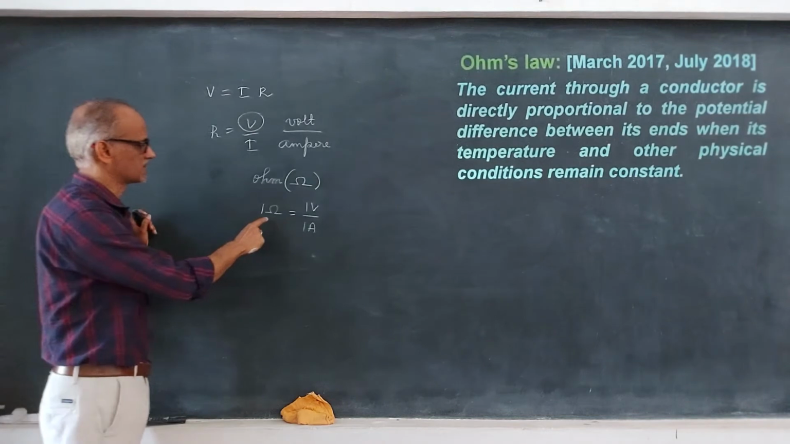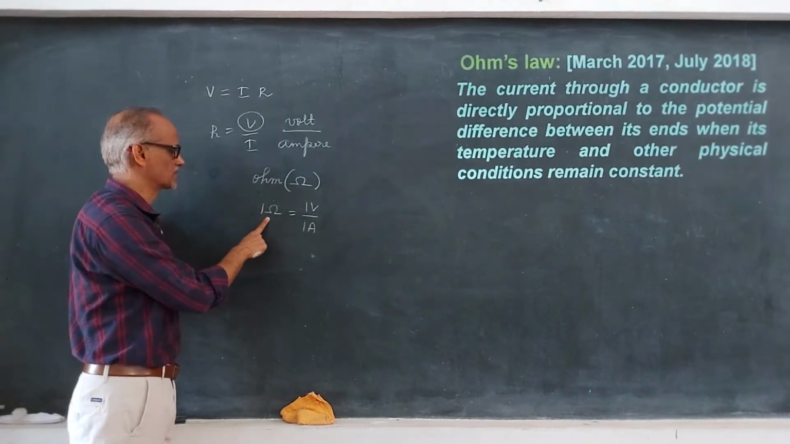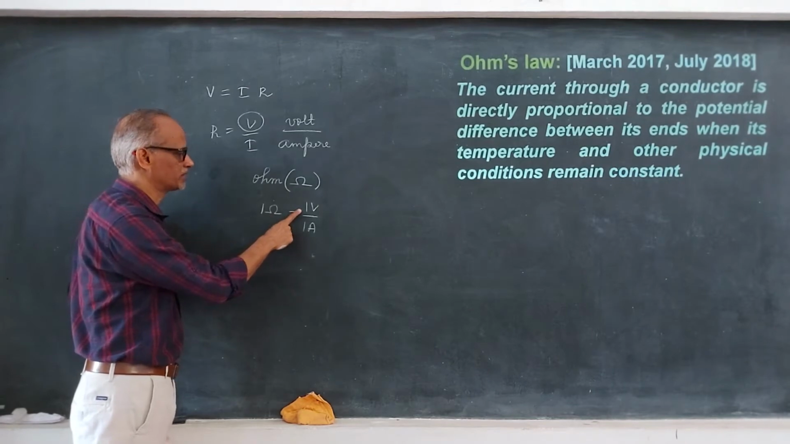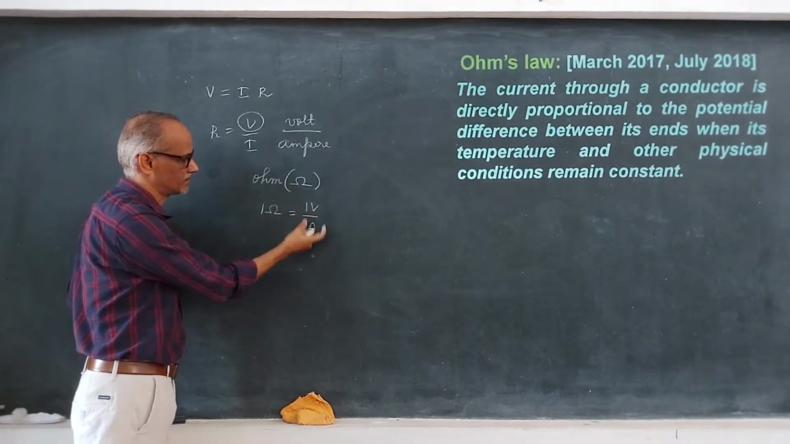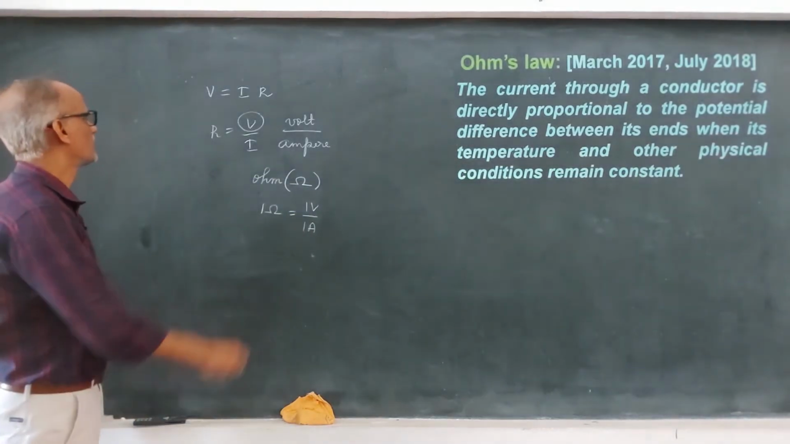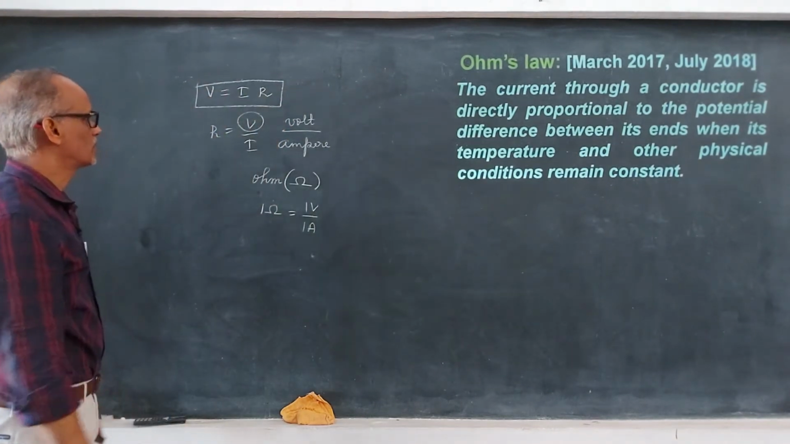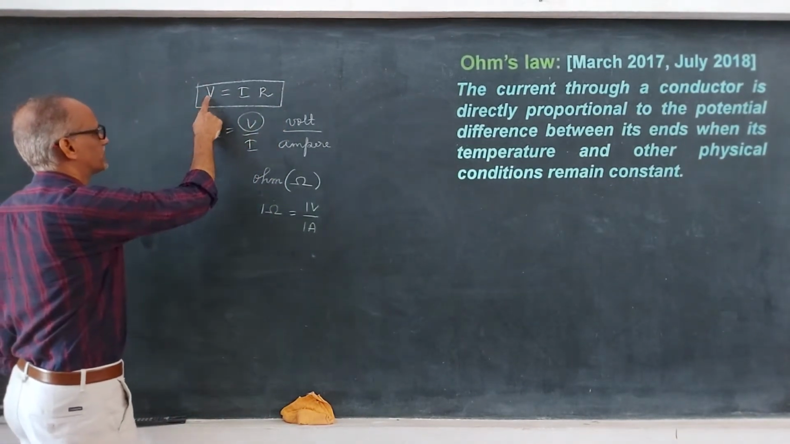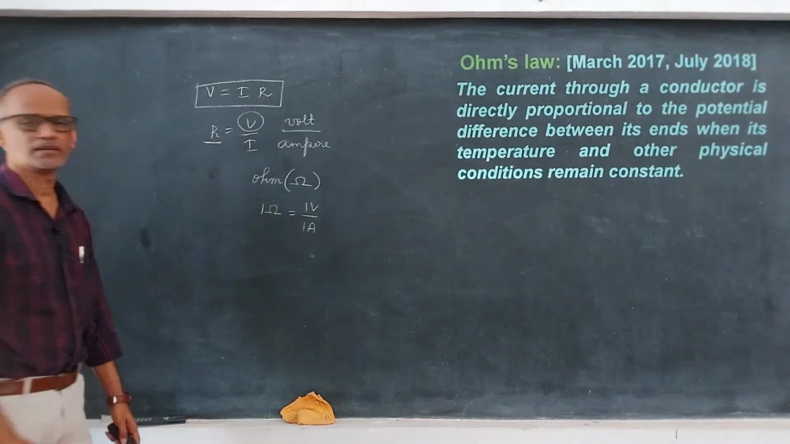The resistance of a conductor is said to be 1 ohm, not the current, when a potential difference of 1 volt applied across the ends of the conductor produces a current of 1 ampere. So, do remember the mathematical form of Ohm's law, which is V is equal to IR: V is potential difference, I is current, and R is the resistance of the conductor.